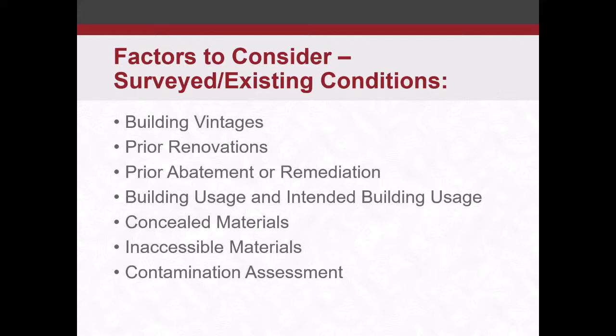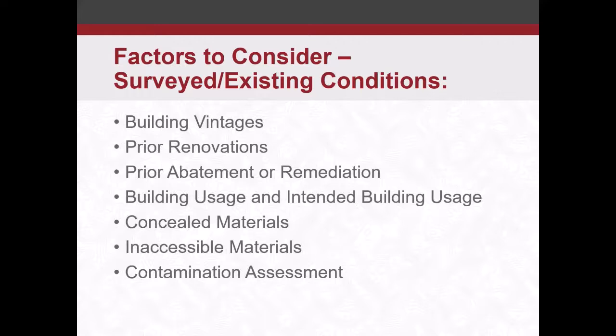Then you look at prior abatement or remediation. In the last 20 or 30 years, we've had some pretty good regulations out there, pretty good protocol about how you clear a work area and how you do your abatement. So usually if you have an abatement project that was done in the last 20 or 30 years, it probably took care of the problem and got rid of it. But if you're looking at some abatement projects that go further back than that, you might still have residual asbestos kicking around.